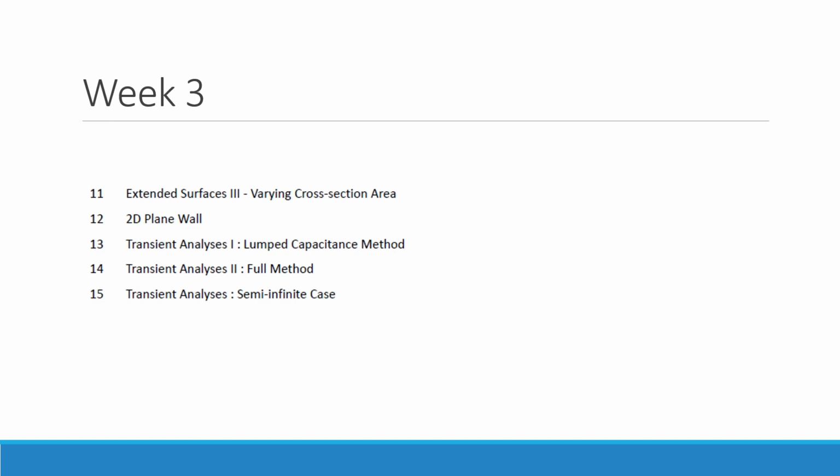Then we covered the 2D plane wall. Then we moved on to the transient analysis, whereby the temperature of the given system can change with time. For that we looked into various approximations such as the lumped capacitance method. Then we solved the transient analysis considering the full method, that is without any approximations. Then we also solved it for the semi-infinite case. Solving these equations led to some equations, and we directly used those equations in order to find the temperature profile or the heat transfer rate for the given systems.